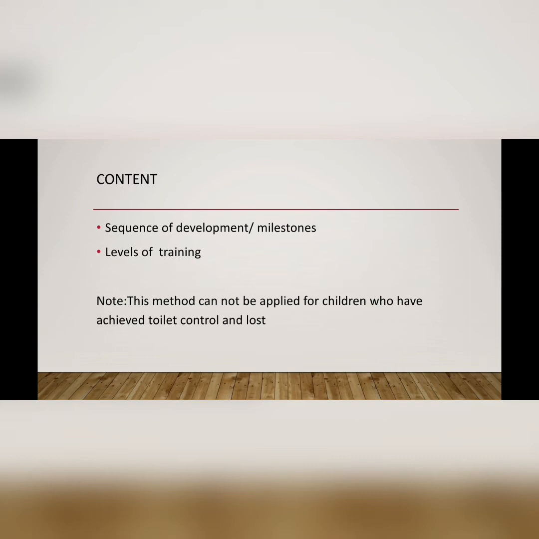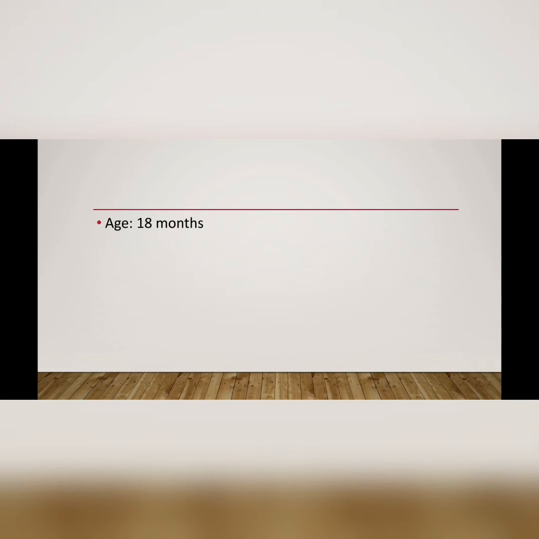This particular method that we are going to talk about can be applied only for children who are at early stage of development, who have not had any kind of bladder or bowel control. We can start toilet training around 18 months. It takes about 3 to 5 days to 3 to 4 weeks. So it depends on each child and the understanding ability of the child, and also how consistently the caregiver is able to do the training.